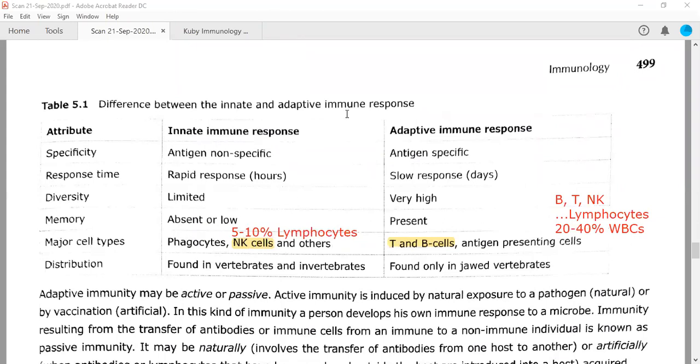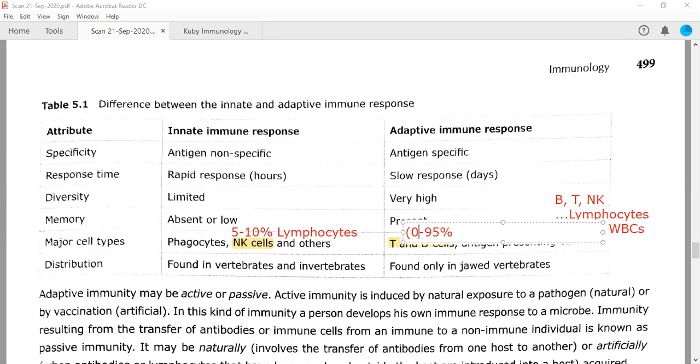Now you can understand that the rest of the lymphocytes are actually taking part in adaptive immune responses. And you can also get an idea that if 5 to 10% of lymphocytes are making natural killer cells, we are left with 90 to 95% of cells.